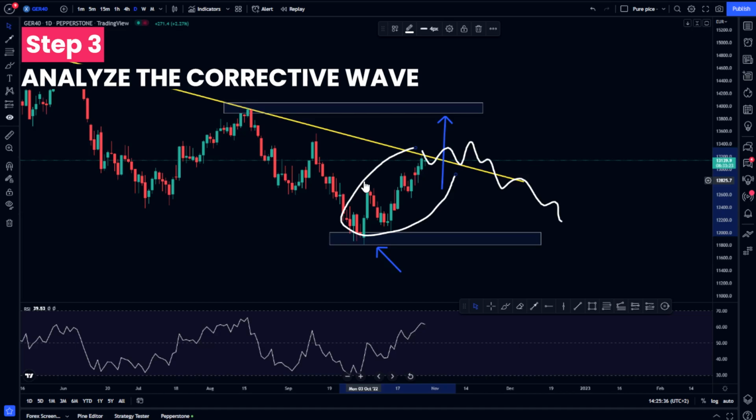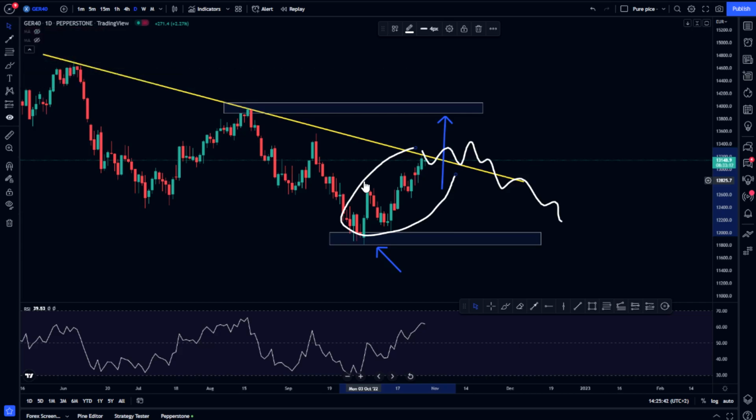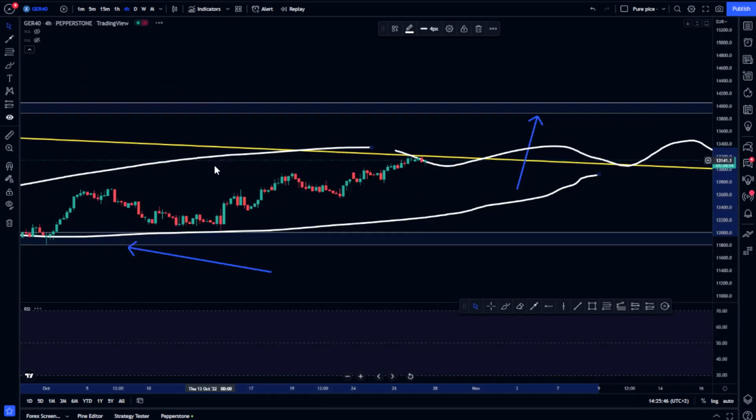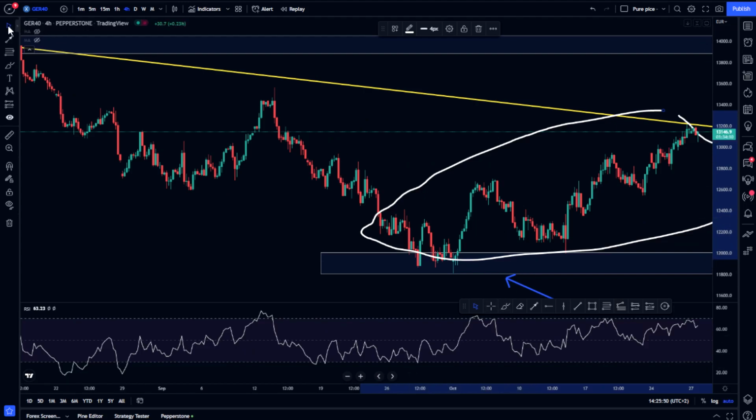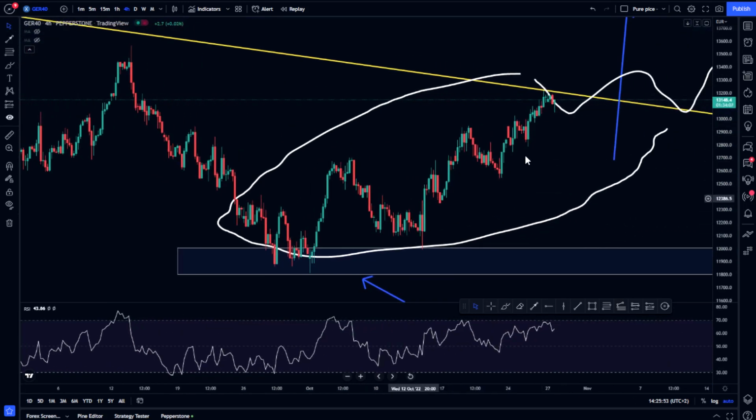inside the corrective wave. But to identify the pattern or the structure in the corrective wave, you have to go to a time frame that is a little bit lower than your higher time frame. So I will just go to the 4 hour. And if you can see on the 4 hour, our role is to analyze this corrective wave which is heading up. Let me just remove some of the drawings for clarity.